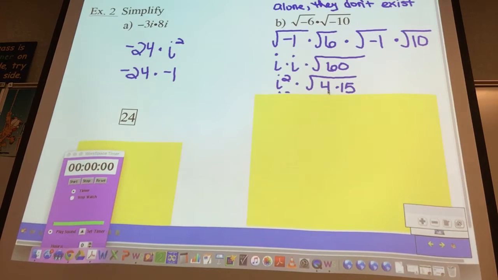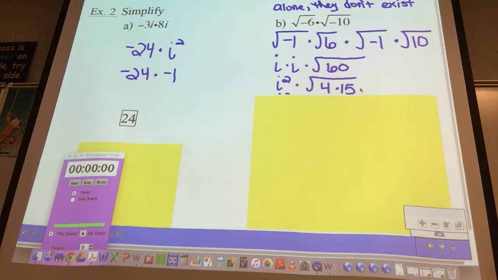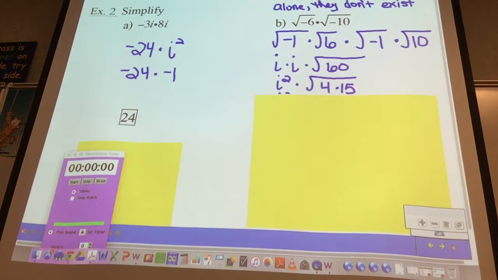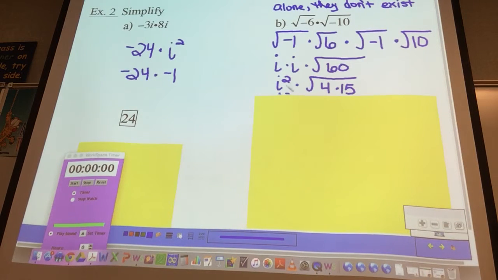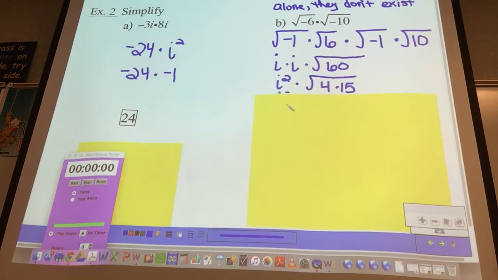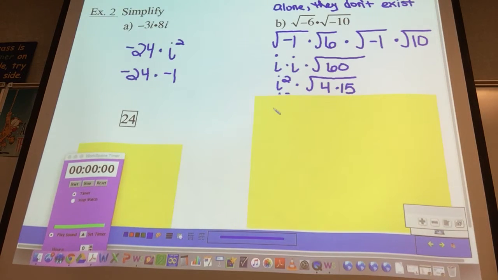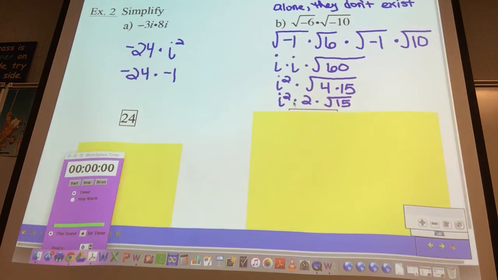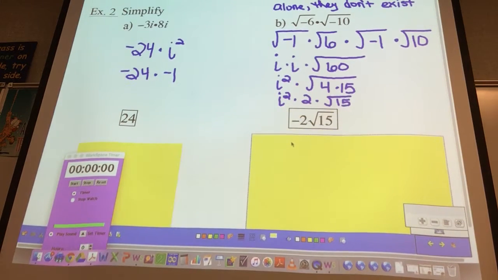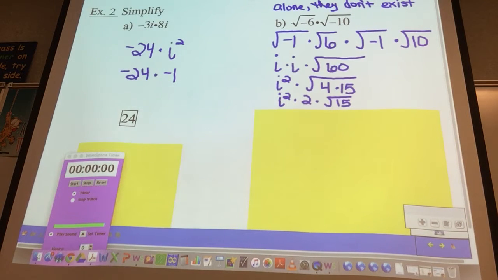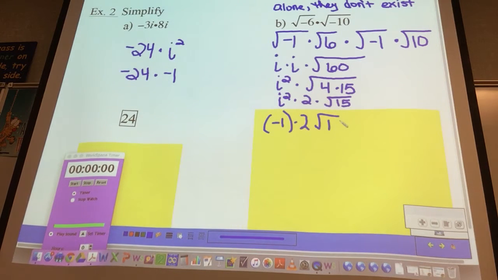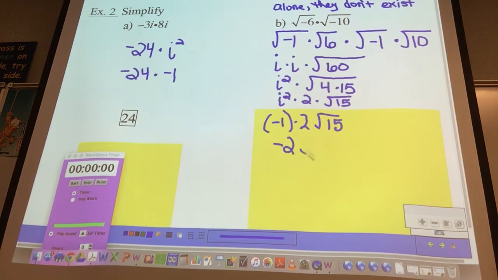So i times i is i squared. Square root of 60 is 4 times 15. So the last thing to do is take this 4 out of the house. When you take the 4 out of the house, you get 2. When you take your i squared, which is already out of the house, what do you get? I squared. Negative 1. That's negative 1. Good. So look, the 4 became a 2. The i squared became a negative 1. And the square root of 15 stays. So all that's left to do is negative 1 times 2 times the square root of 15, which equals negative 2 radical 15.